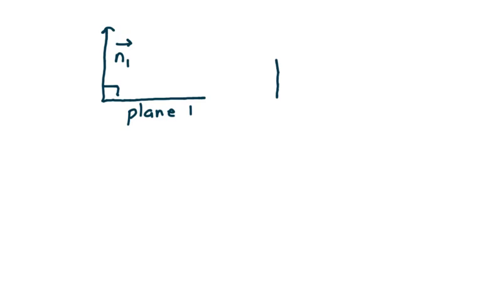Let me give you a picture of this. So if this is the vector n1, and I'm going to give you kind of a two-dimensional visual of this. Suppose this is the plane that n1 is perpendicular to. So we'll call this plane 1. Now we have another vector n2 over here. And suppose this is the plane that n2 is perpendicular to. And we'll call this plane 2.